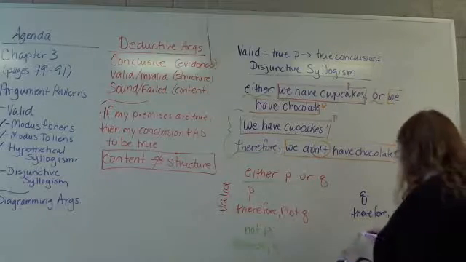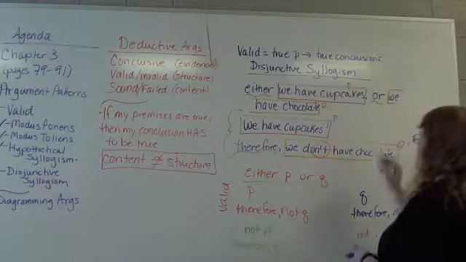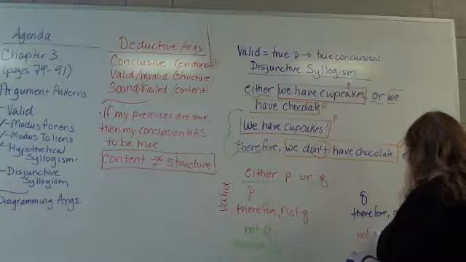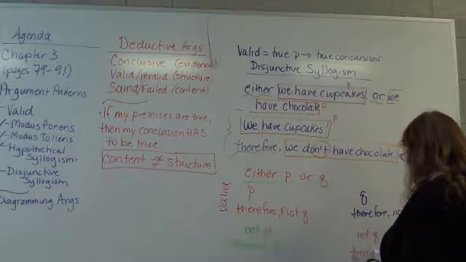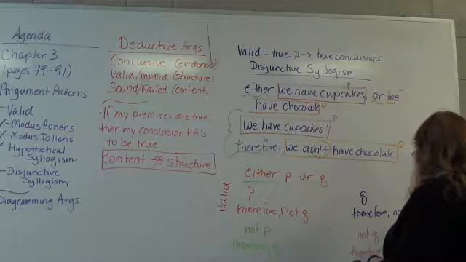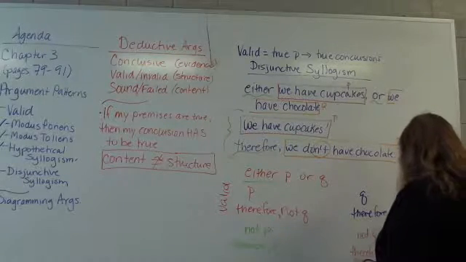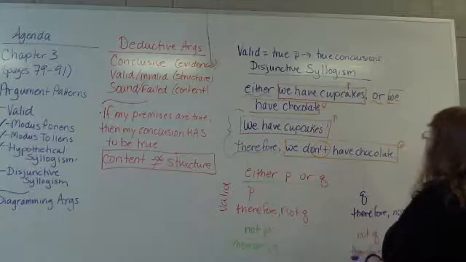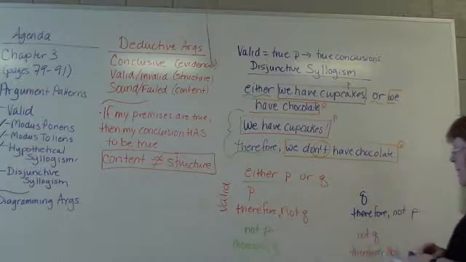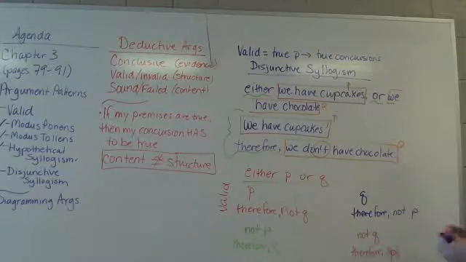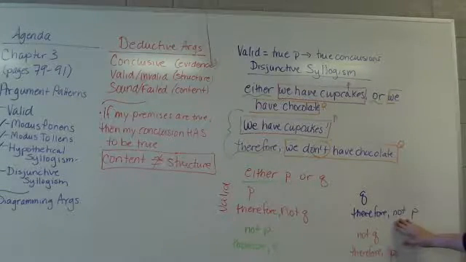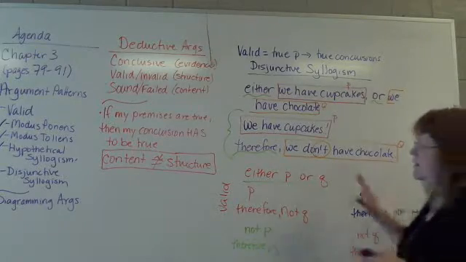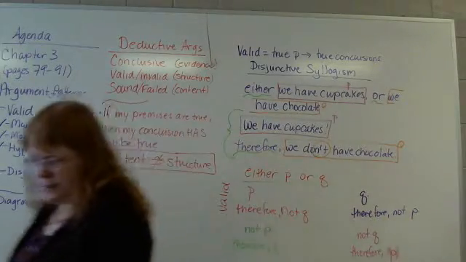Or I can say I don't have cupcakes. No, sorry, what's Q? I don't have chocolate. Therefore, I have cupcakes. Okay? So keep in mind, any way this works out, I have to have one that is positive and one that is not. And then everybody's valid. All 4 of those are valid forms.